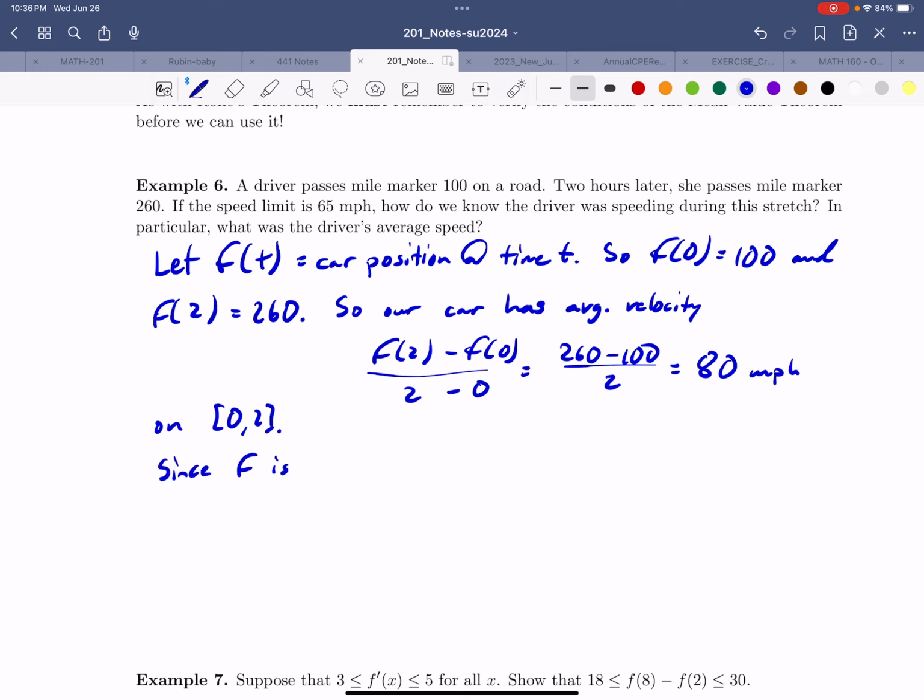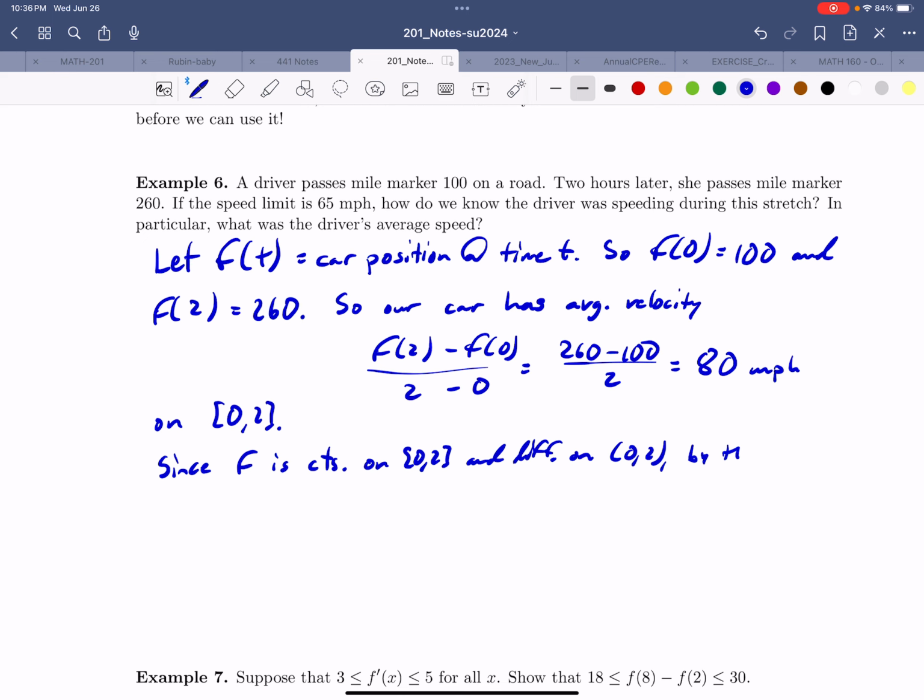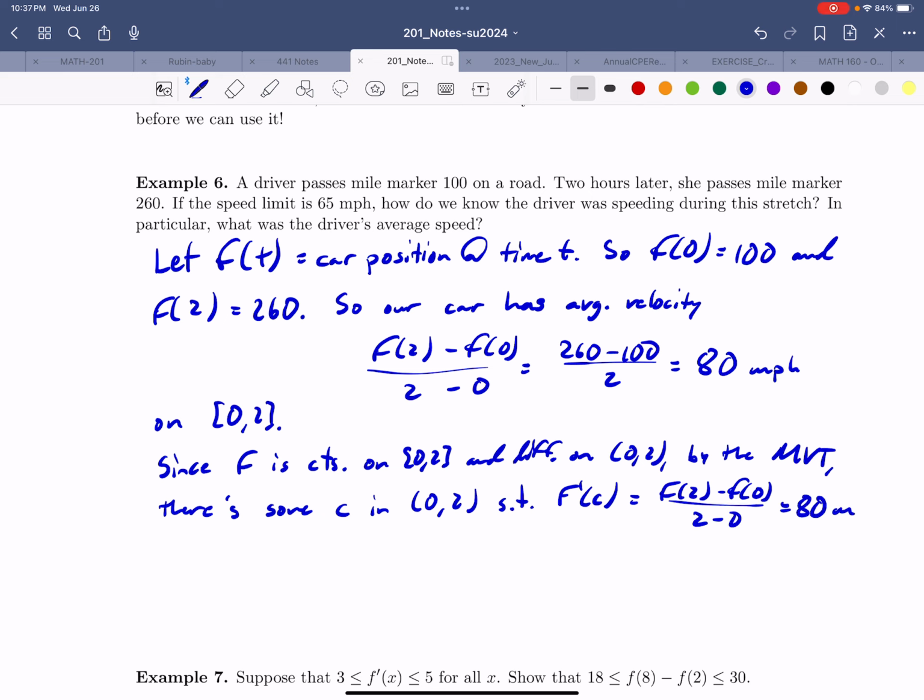Since f is continuous on 0 to 2 and differentiable on the open interval from 0 to 2, by the mean value theorem, there's some c in the open interval from 0 to 2 such that f prime of c equals f of 2 minus f of 0 all over 2 minus 0, which we said was equal to 80 miles an hour.